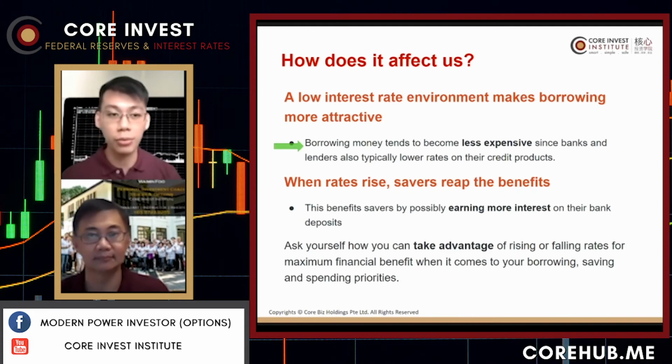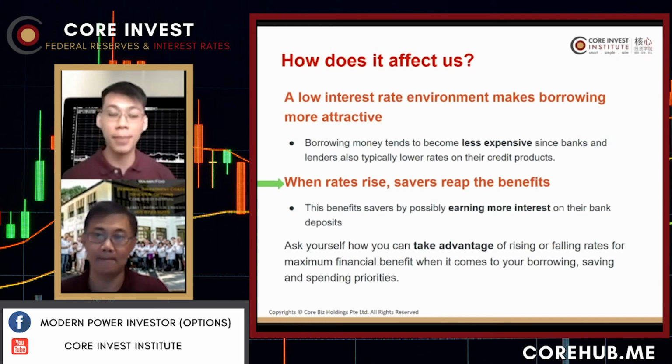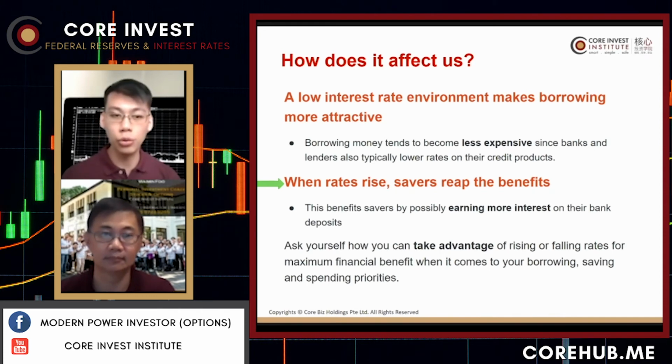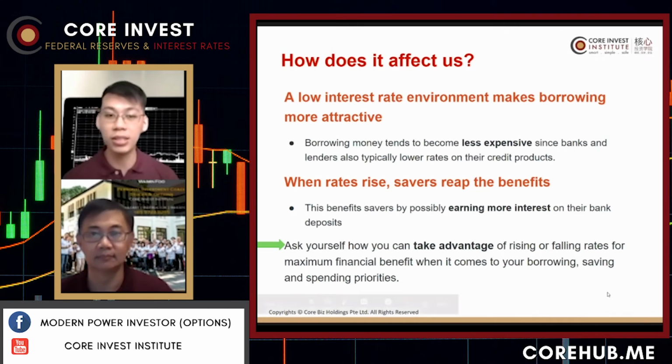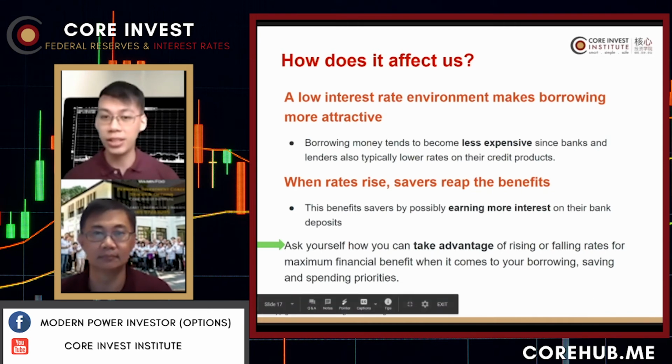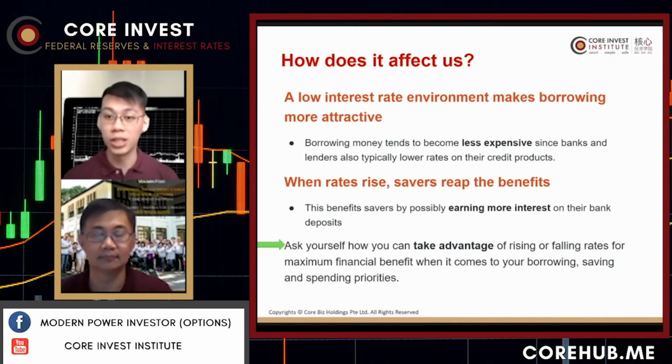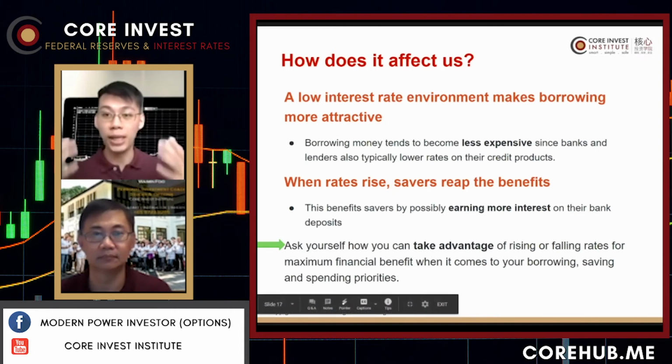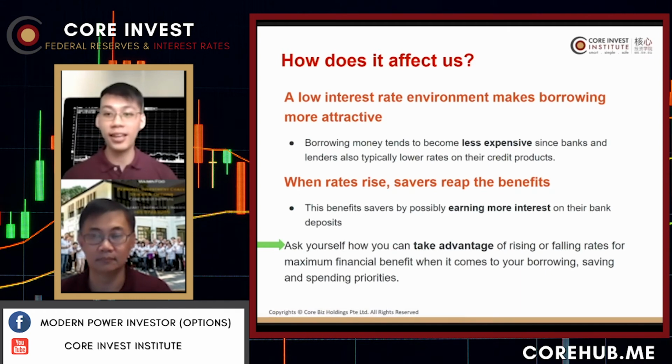If the interest rate rises, savers will reap the benefit. Why? Because now there's higher interest in the bank account, people will tend to save more money. So it really depends on how you want to take advantage of rising or falling rates for maximum financial benefit when it comes to borrowing, saving, and spending priorities. To conclude, if the interest rate goes up, you want to put money in the bank. If the interest rate goes down, you may want to consider putting money into the stock market or other higher interest instruments.